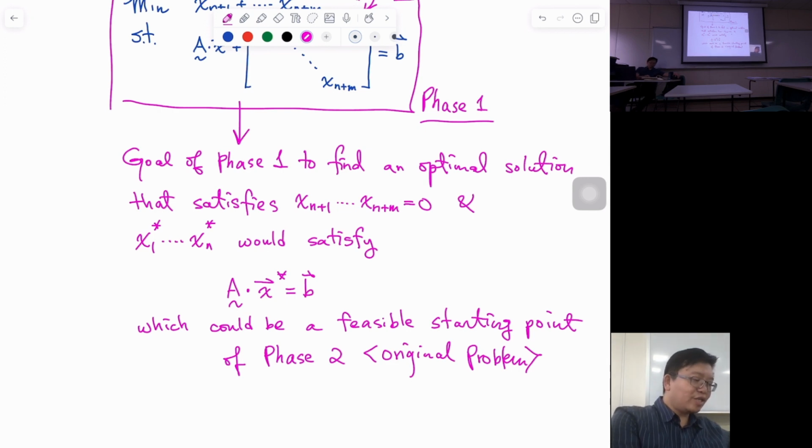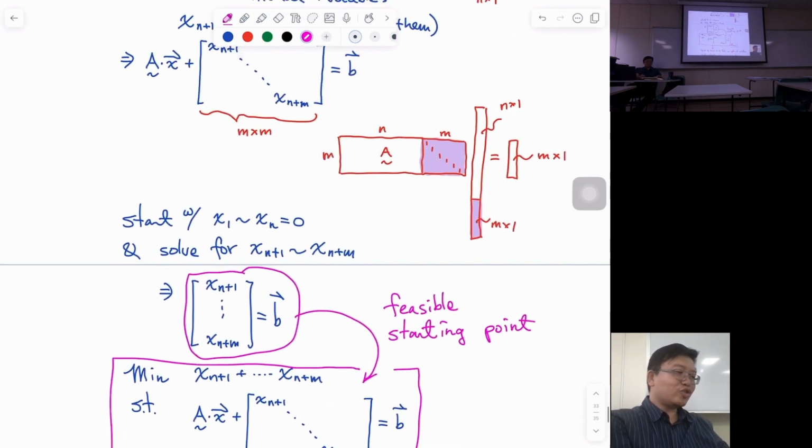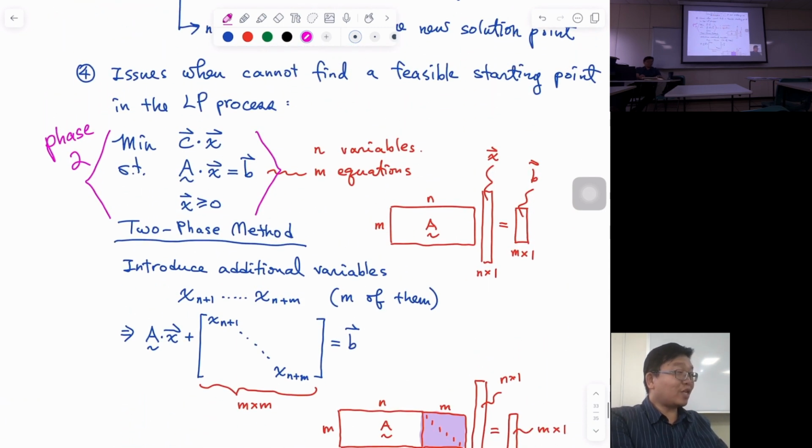Right? So I think it's a very interesting procedure. Sometimes in optimization, you don't solve your problem directly. You need to do something further in order to have a good condition for your problem. Then you can start. Okay?